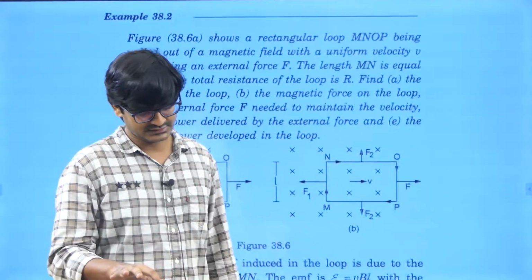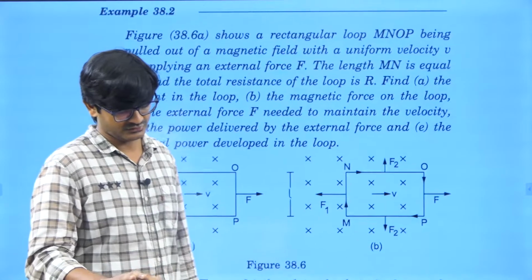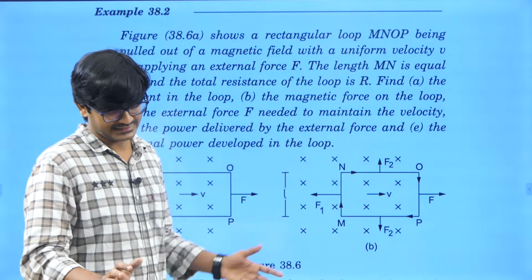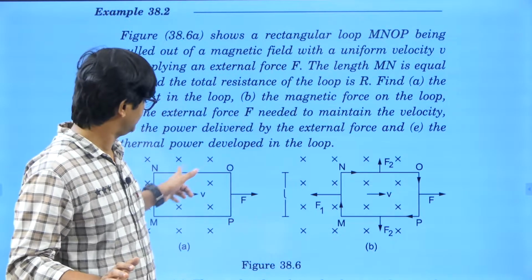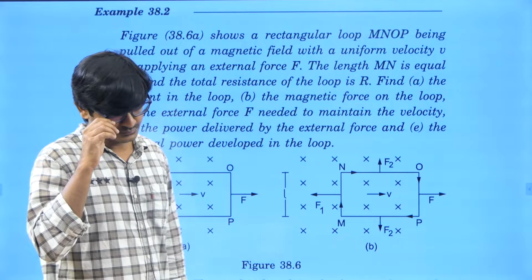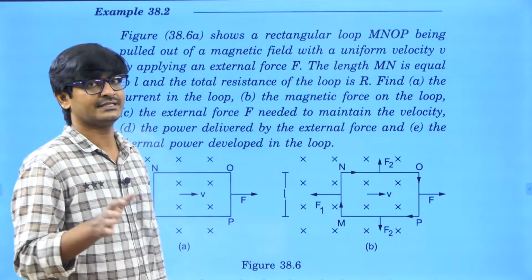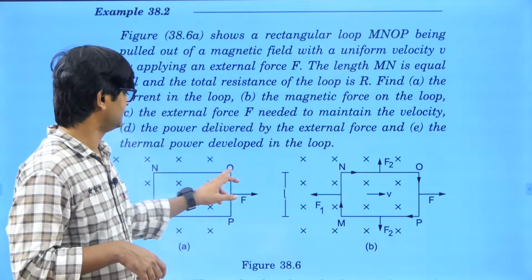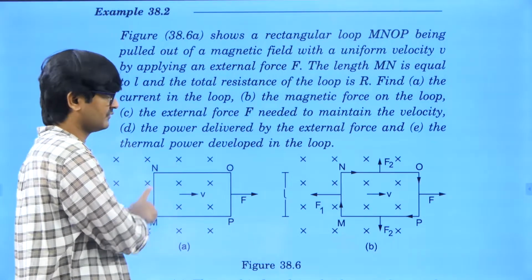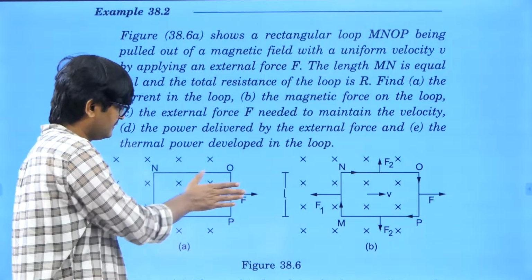Now comes the question. If you look at this question, there is a rectangular loop being pulled out of the magnetic field with a uniform velocity by applying external force. The length MN is equal to L, and the total resistance of the loop is R. Find the current in the loop. So if you want to find the current in the loop, you need to find the induced EMF. Induced EMF in this one is going to be 0, in this one 0, in this one 0. There will be induced EMF only in this one. It will be v × B.